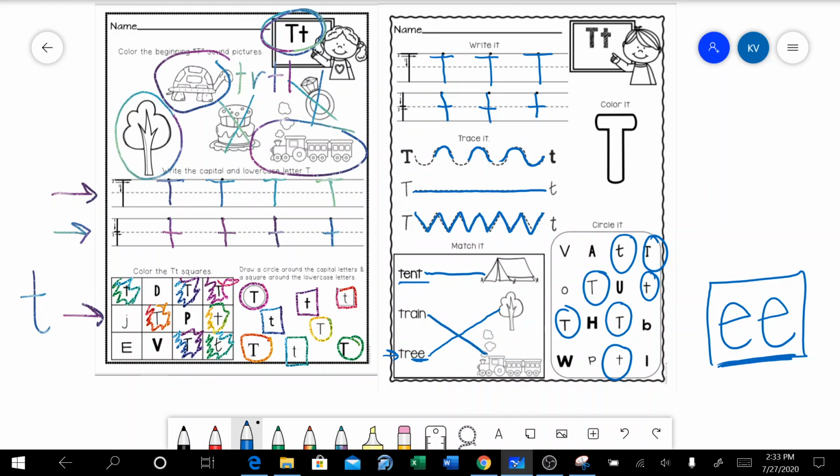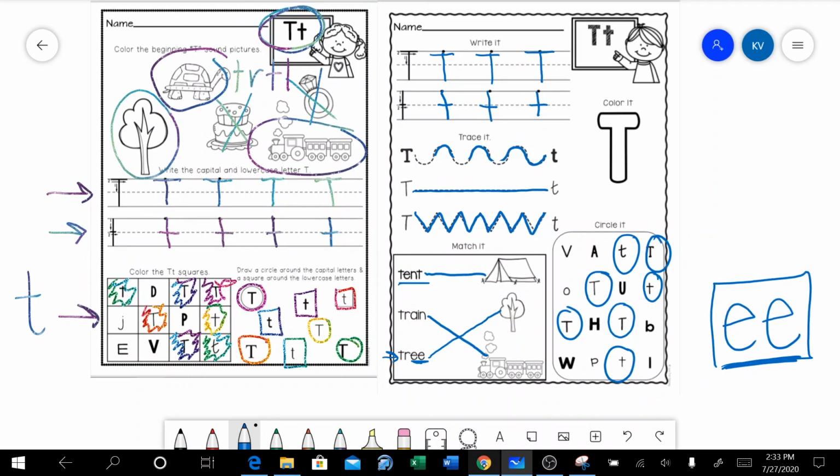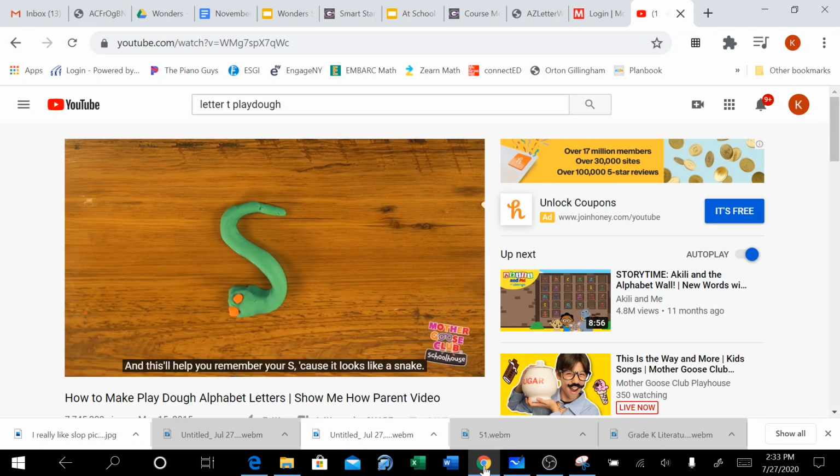Now, I do have another suggestion after you get done writing your T's, like we just did, so you should be done. I have a video for you, and if you have Play-Doh at home or something like Play-Doh, you can always practice making your letters with T. And so when we're in the classroom, sometimes we get out the Play-Doh and we actually practice writing our letters with Play-Doh. So here's a quick clip of someone making a letter T out of Play-Doh. Maybe you could try that today.